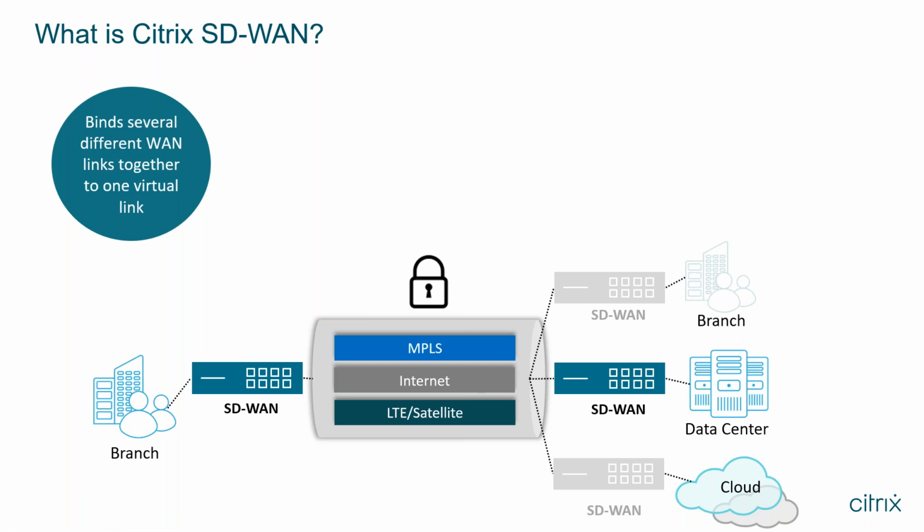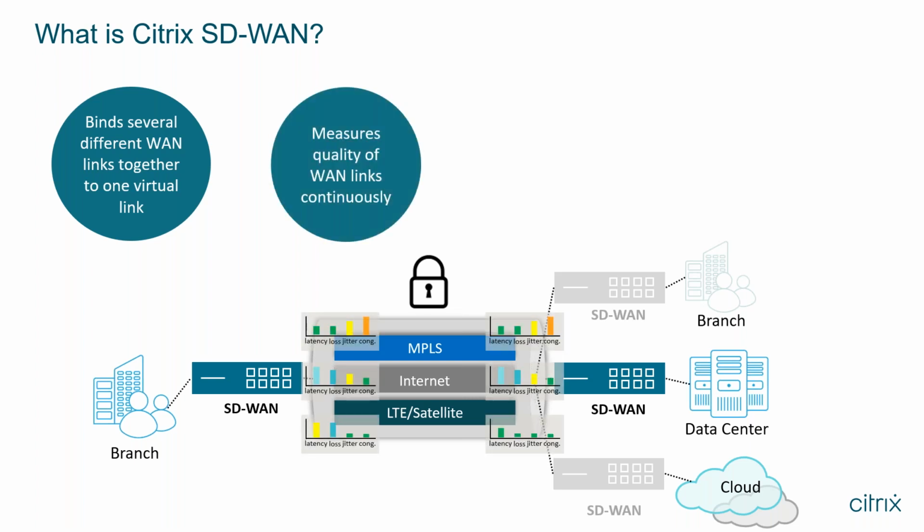This is of course a huge advantage of having SD-WAN. We make sure that we steer the traffic to the best link that is available. The user or the applications don't know where the traffic is going, but we make sure that the traffic goes on the links that are absolutely best at the moment. And how do we do this? We constantly measure all the links for latency, loss, jitter, and congestion. Then we decide to send the packets on the link that is best at the moment.